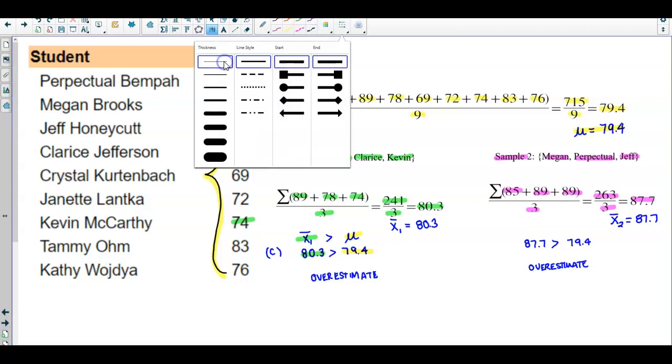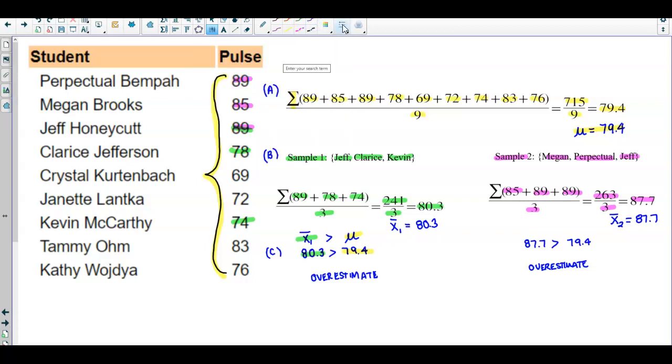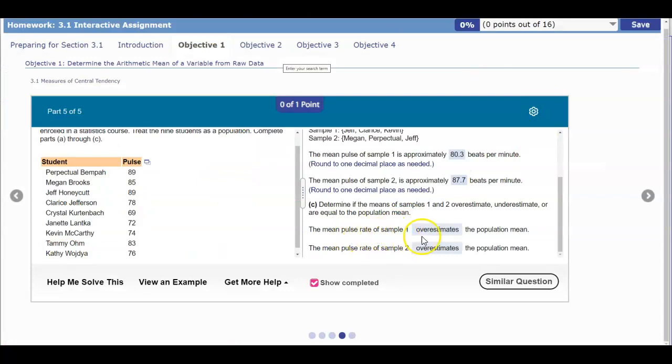Okay, next we're going to take a look at sample 2. So does sample 2 overestimate, underestimate, or equal? Well, we know that the sample mean of sample 2 is given by 87.7, and we know that the population mean is given by 79.4. So when we compare those, we say that the sample mean for sample 2 is greater than the population mean. So therefore, our answers are overestimate for both of them. So we would say that the mean pulse rate of sample 1 overestimates the population mean, and the mean pulse rate of sample 2 overestimates the population mean.